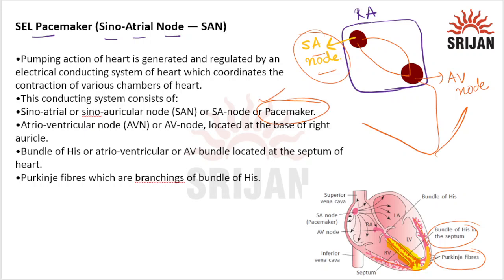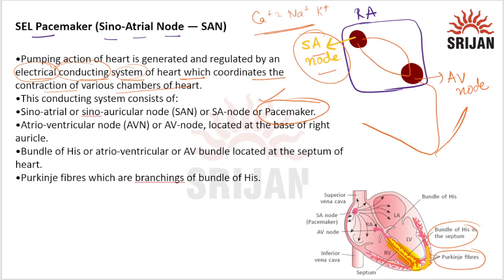Now, let us understand this paragraph. So, the pumping action of the heart is generated and regulated by an electrical conducting system of the heart which coordinates the contraction of various chambers of the heart. Why is it written here that electrical conducting system? If I ask you what is electricity, you know that electricity is the movement of charges, right? So here also there happens a movement of charges, not the charges of the electrical system in your household, but it is the movement of ions like calcium, sodium and potassium.